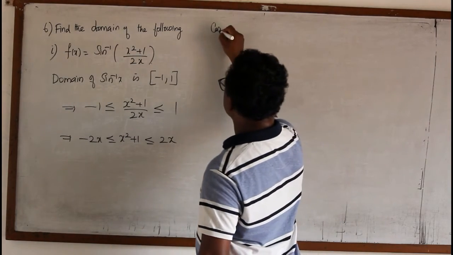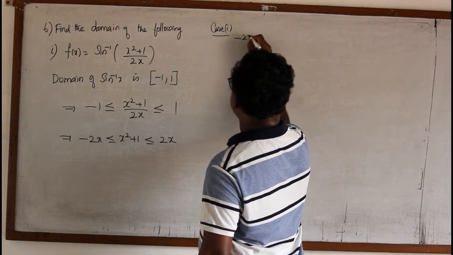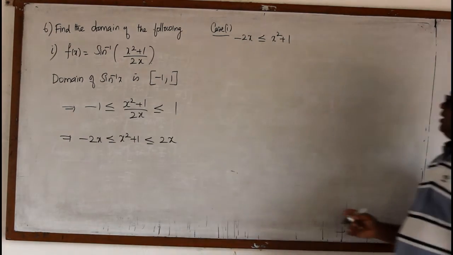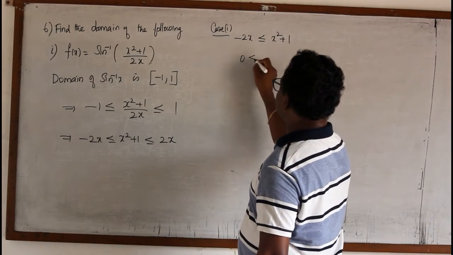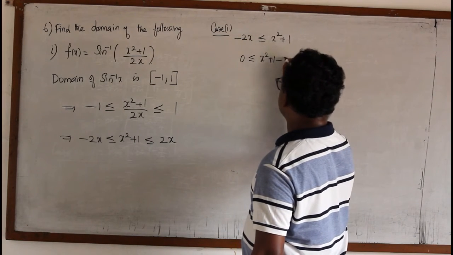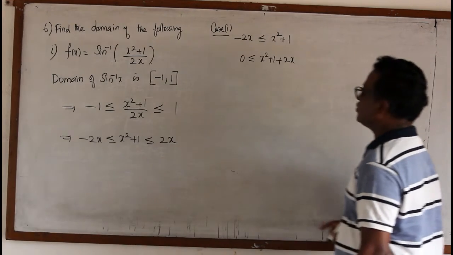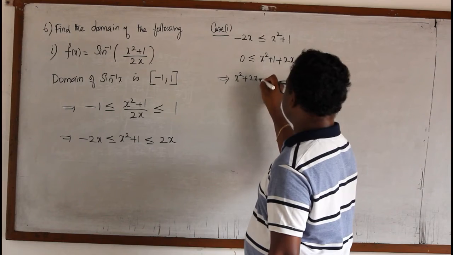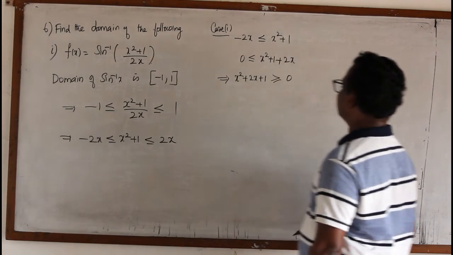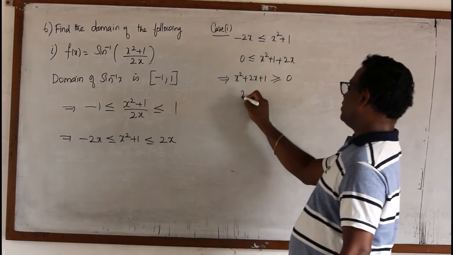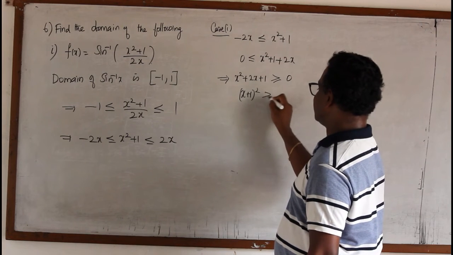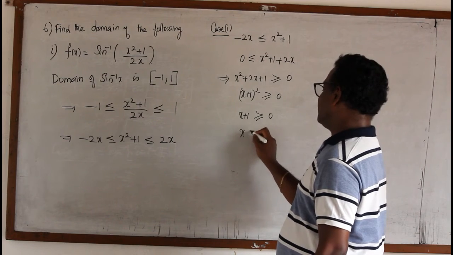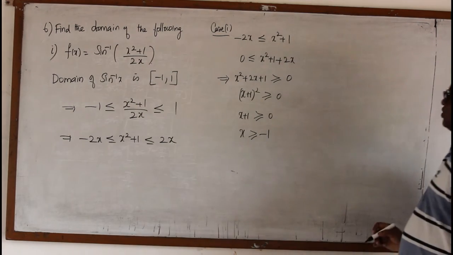That is case 1. When minus 2x is less than or equal to x square plus 1, I take this minus 2x to the other side, so 0 is less than or equal to x square plus 1 plus 2x. Let me rewrite this as x square plus 2x plus 1 is greater than or equal to 0. We know it is (a plus b) the whole square, so (x plus 1) the whole square is greater than or equal to 0. Means x plus 1 is greater than or equal to 0, x is greater than or equal to minus 1.